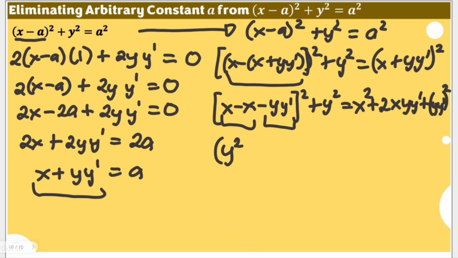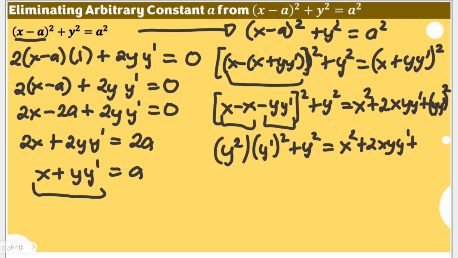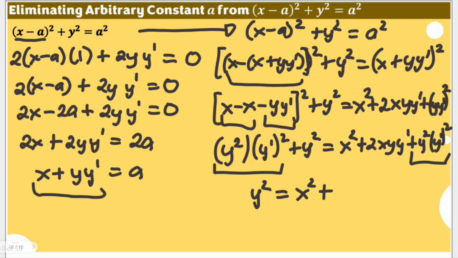y squared times the square of your first order derivative plus y squared, still equal to the other side, x squared plus twice x y y prime, and you have the square of the two expressions. Or you can again do the same thing that you did on the other side. You will have y squared times the square of the first order derivative. Since we have this on both sides, we can remove that immediately, leaving y squared on this side, and the other side is x squared plus 2xy y prime. So this is now the next form of our equation.